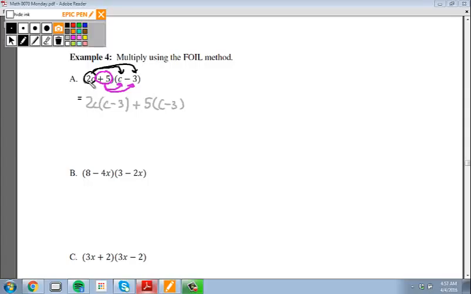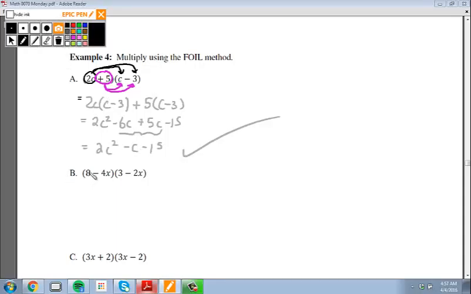Alright, so now I distribute the 2c, that's 2c squared minus 6c, distribute the 5, plus 5c minus 15, combine the like terms, 2c squared plus, sorry, that's going to be a minus c minus 15. That's it.